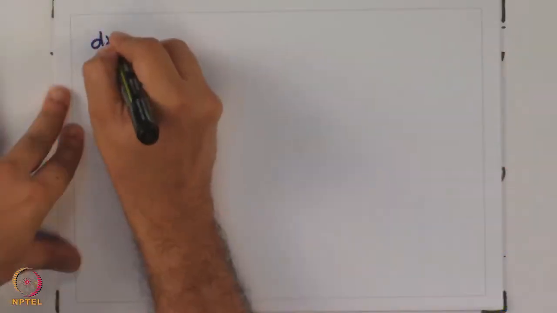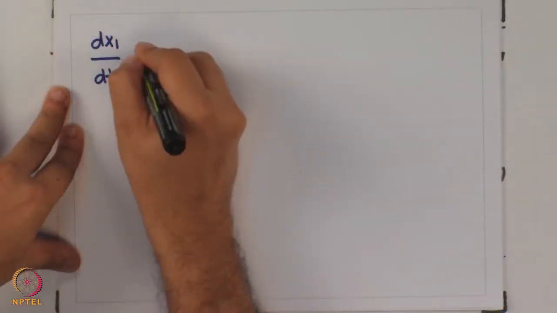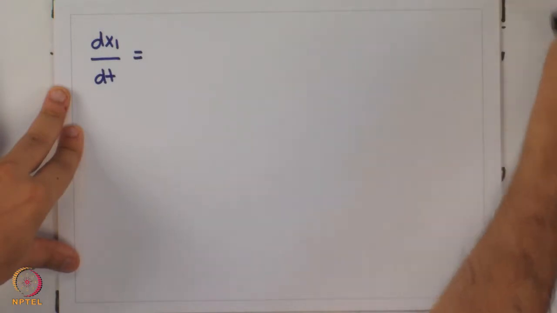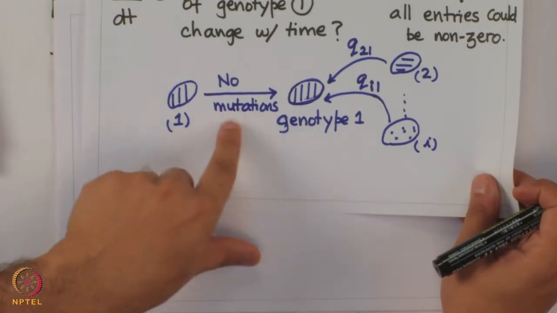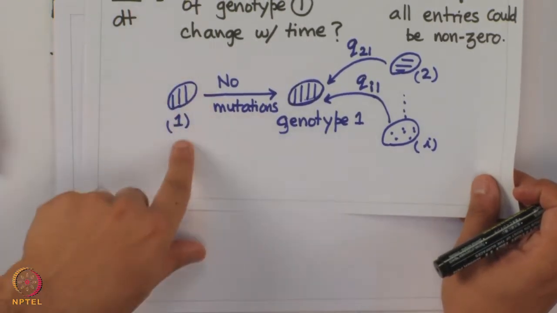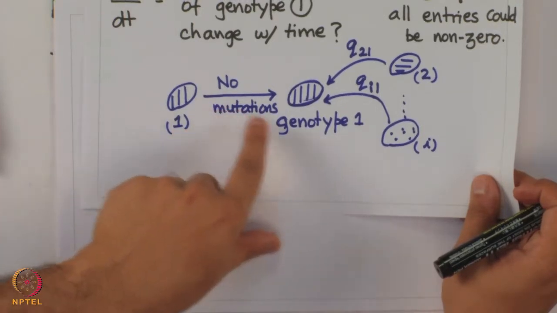There are n such distinct types of division events which give a progeny of genotype 1, and now our job is to come up with an expression for each one of these n events, and that gives me an estimate of at what rate the frequency of genotype 1 is changing with time. So, let us try and write those expressions down. So, dx1 by dt. The first one, let us write down the expression for the event that the parent of genotype 1 replicates, no mutations happen, and the progeny also belongs to genotype 1.